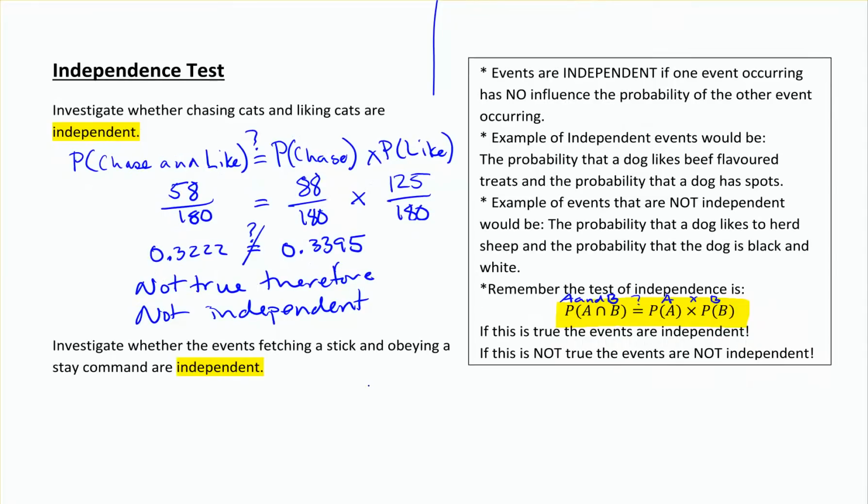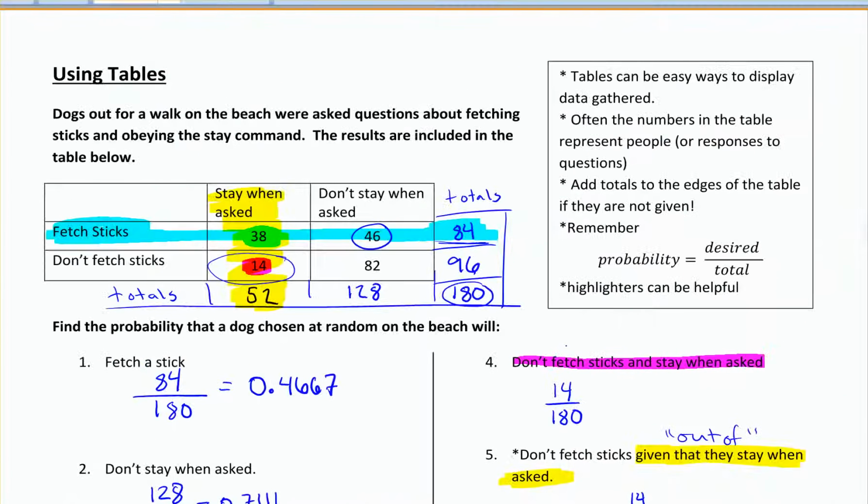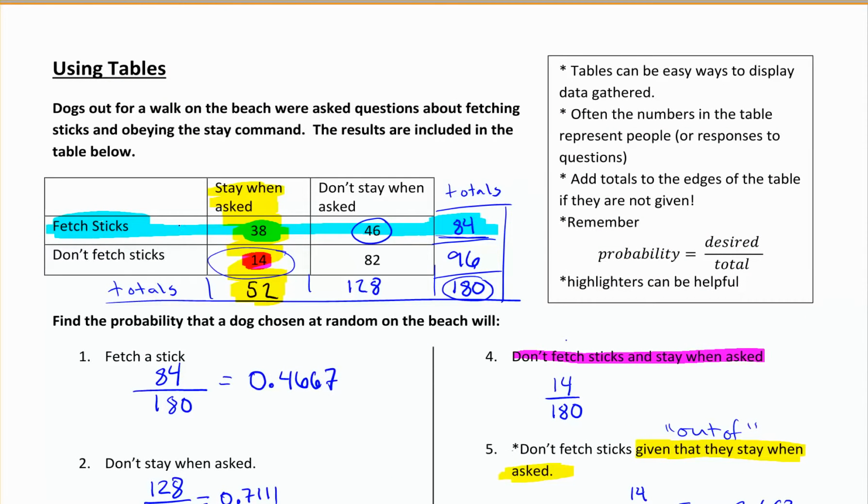And we'll just do one more example on this, just to check, and we'll investigate whether the events of fetching a stick and obeying the stay command are independent. So here we're going to look at the probability of fetching and stay, and we're going to test to see if that's the same as the probability of fetch times the probability of stay. So if we go back up and look at our original table, the probability that they fetch and stay is going to be that 38. So that's the group right there that both fetches sticks and stays when asked, and that's out of 180.